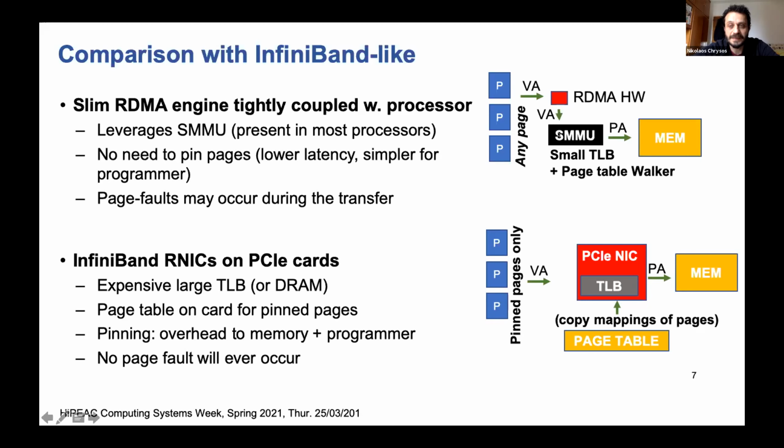We can issue an RDMA transfer, and because we do not pin pages in memory, when we try to translate from virtual address to physical address, we can find that the page is not in memory, and we can have a page fault. Traditionally, this is not the case. In our case, we do not need to pin pages, which means lower latency and is simpler for the programmer. Whereas in InfiniBand, we need to pin pages, which is a huge overhead for memory and for the programmer to maintain.